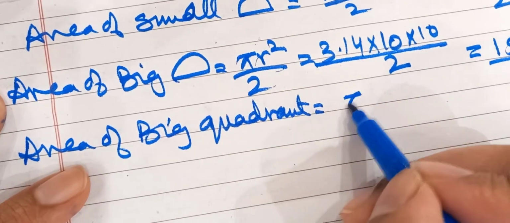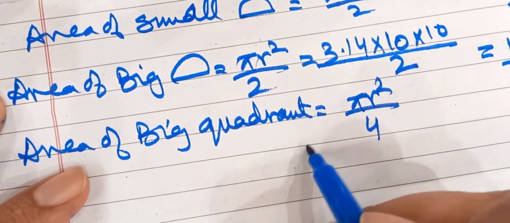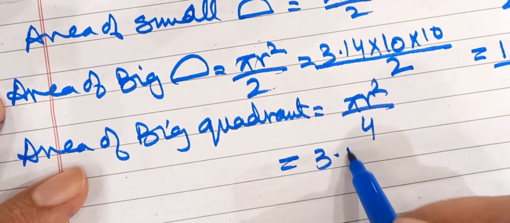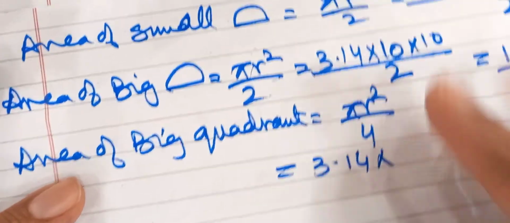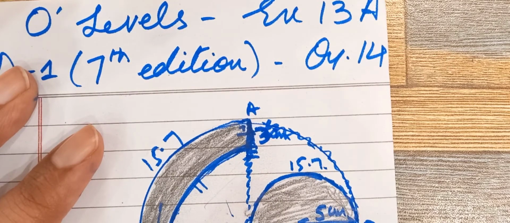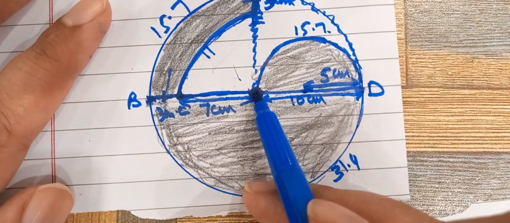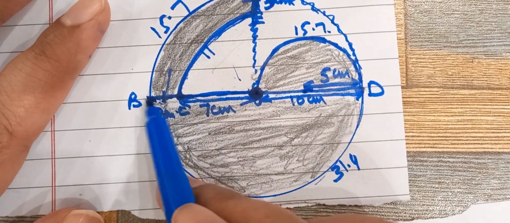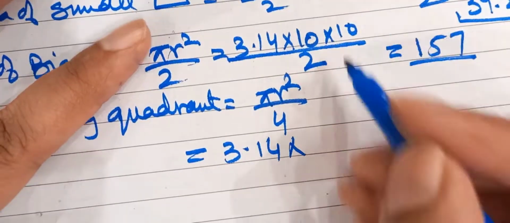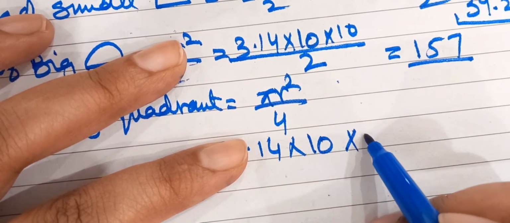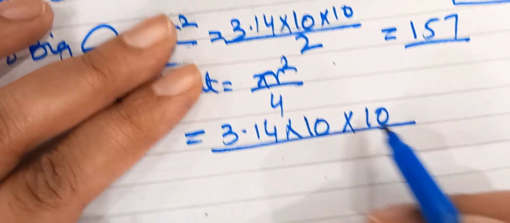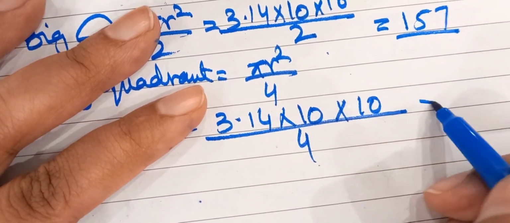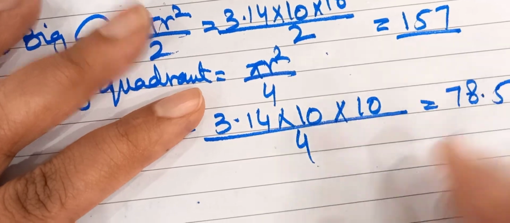is equal to pi r square over 4 is equal to 3.14 into. This is the big quadrant, and the radius is starting from the center and touching this quadrant, so it is also 10 centimeters. So this is equivalent to into 10 over 4, and the result is 78.5.